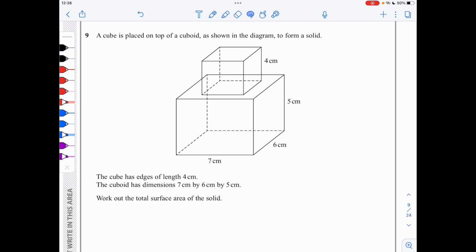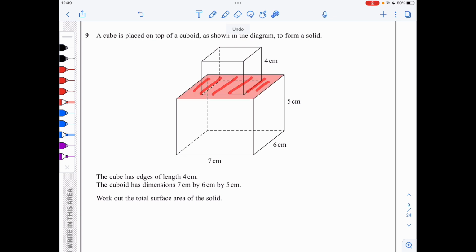In question 9, we've got a cube placed on top of a cuboid as shown in the diagram below. We need to work out the total surface area of the solid. So we need to consider carefully the different faces that we're dealing with in order to come up with the total surface area. I will start by considering this part here.